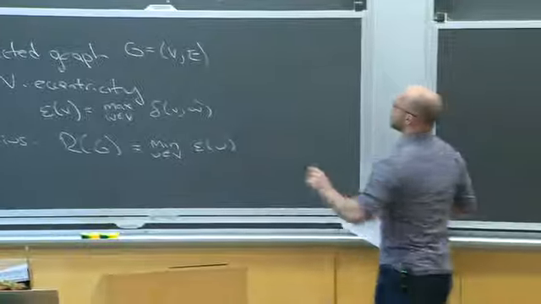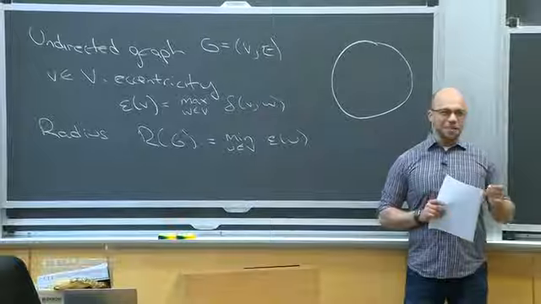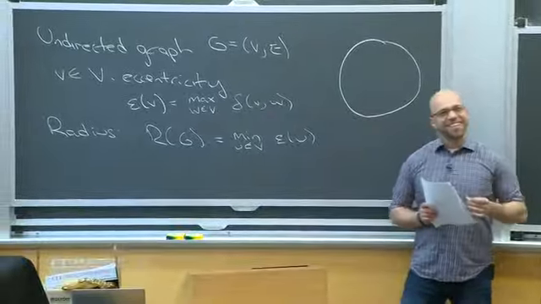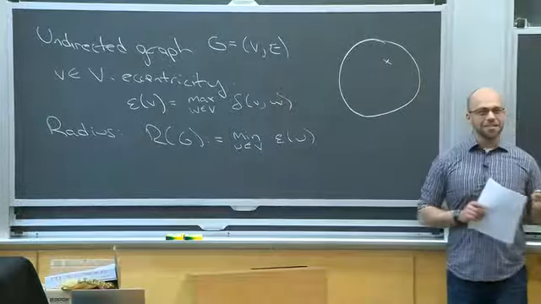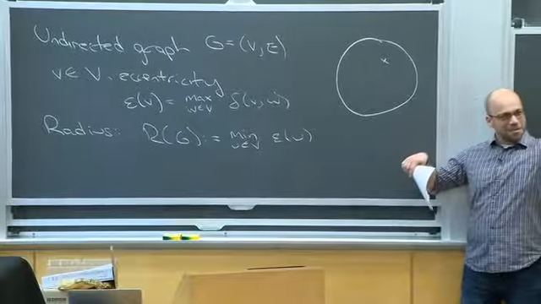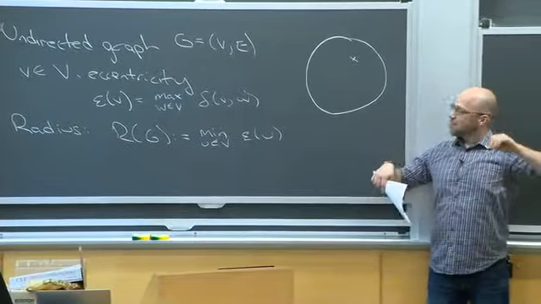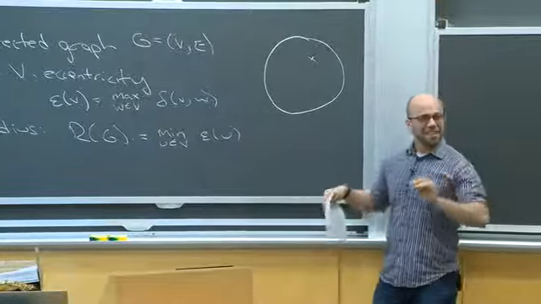So let's say that I have a circle here, and I want the world's most complicated way of defining its radius. That's a circle, in case you're wondering.